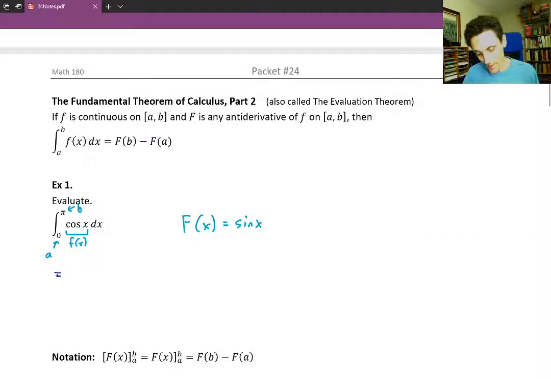All right, so now what we can do is write big F of b minus big F of a. So that would be sine of pi minus sine of 0. Let me try to match this up here. This is big F of b minus big F of a.